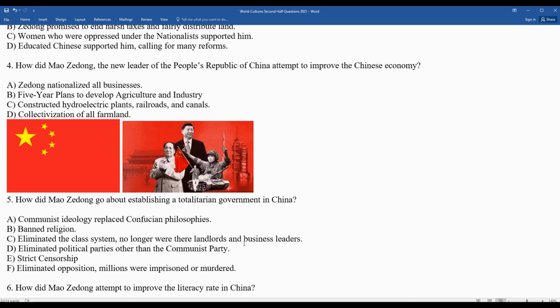Strict censorship, so there's no opposition to communism in China. They eliminated opposition who tried to speak out. Millions were imprisoned or murdered.